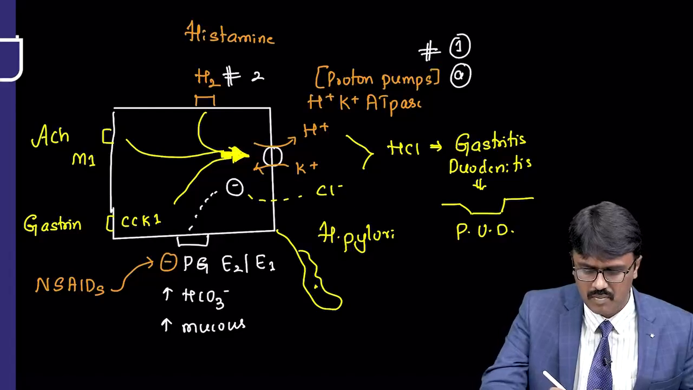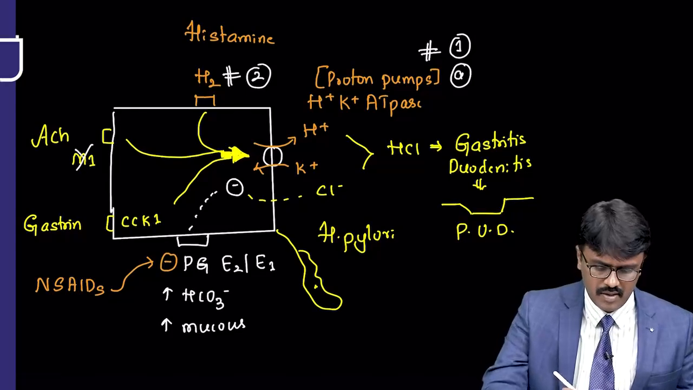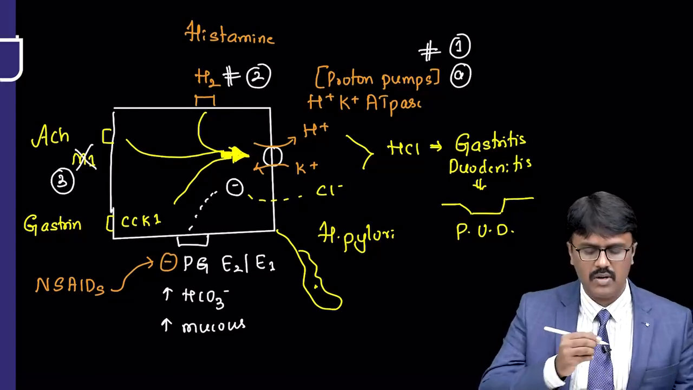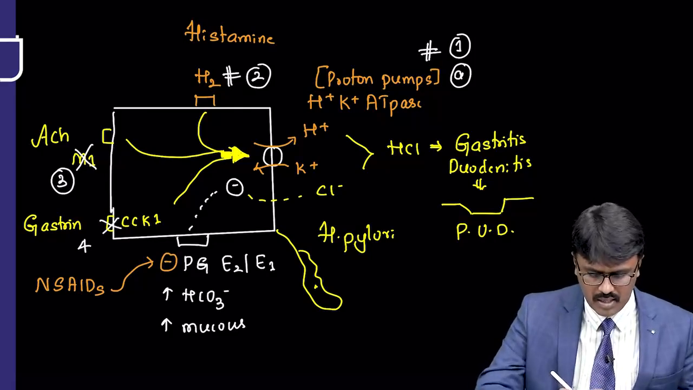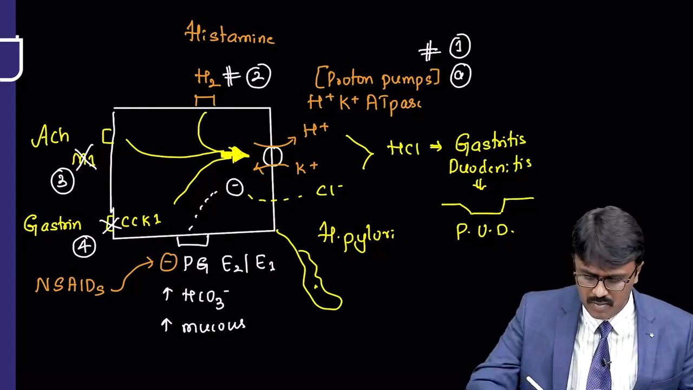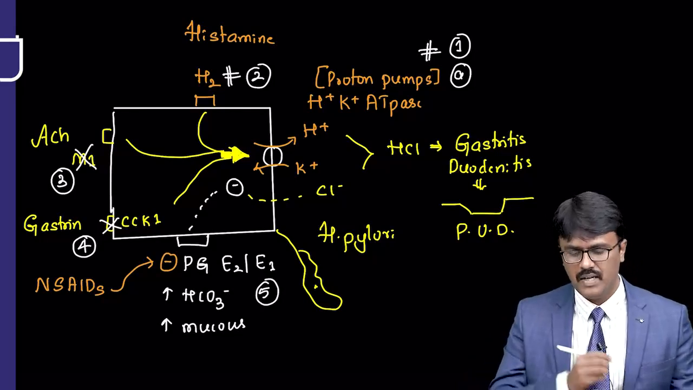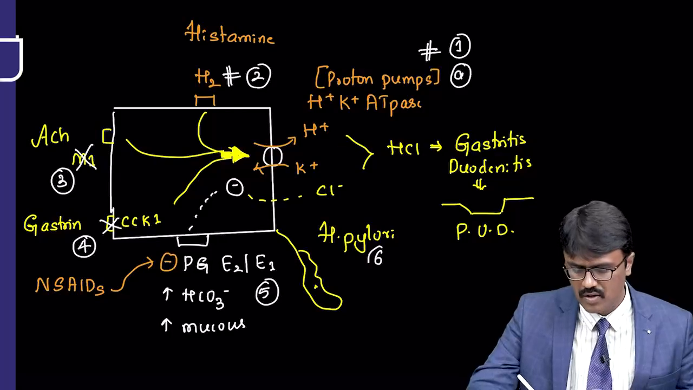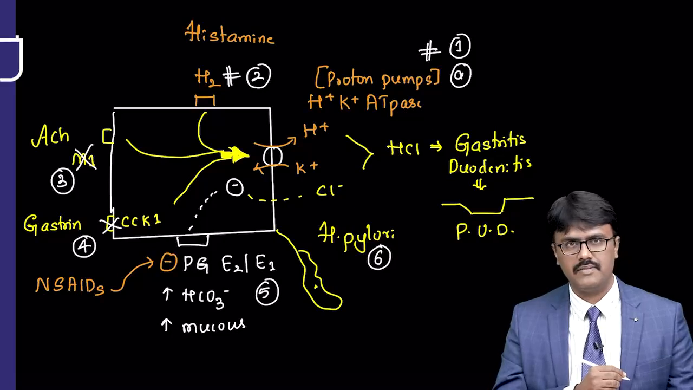Then number two, block H2. Number three, you block the muscarinic receptor. Number four, you block the cholecystokinin receptor. But number five, we should not block; we have to increase the prostaglandins. Number six, you have to eradicate H. pylori, kill it and eradicate it.